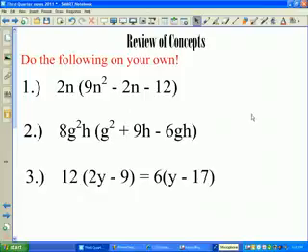After the quiz, I had them take out a piece of paper, and I wanted them to do these 3 problems on their own. We had 2n times (9n squared minus 2n minus 12). And number 2, we had 8g squared h times (g squared plus 9h minus 6gh). I know, trying to say that 5 times fast, right? And lastly, number 3, 12 times (2y minus 9) equals 6 times (y minus 17).